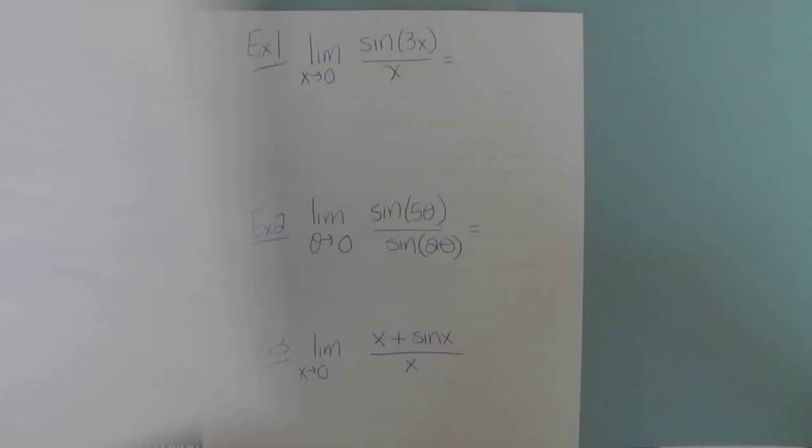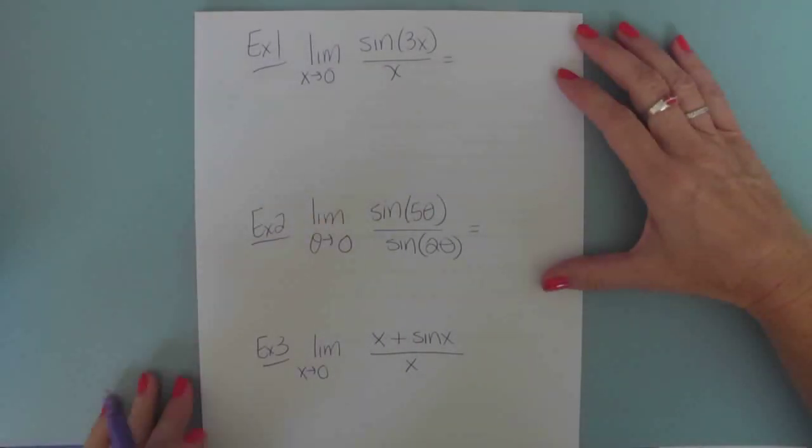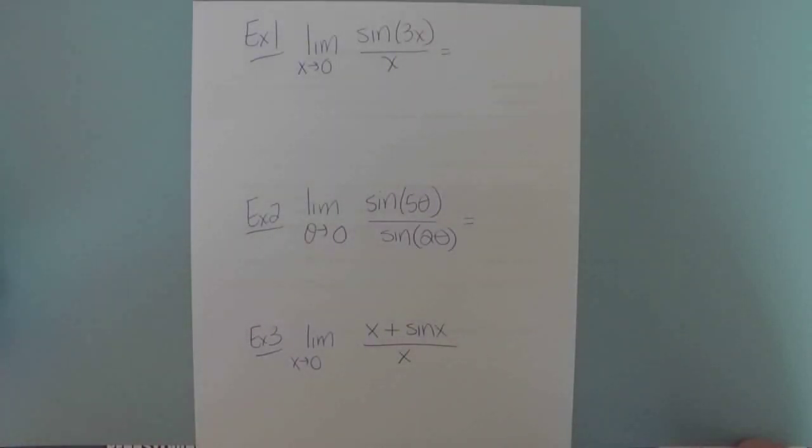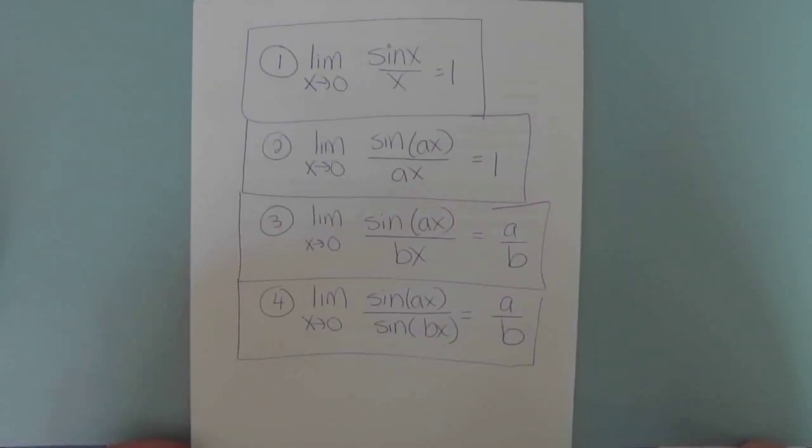Today, we're actually going to do some examples. So let's take a look at example 1. It says the limit as x approaches 0 of the sine of 3x divided by x. Okay, this is looking strikingly familiar to rule number 3. Take a look at rule number 3 from our last lesson.